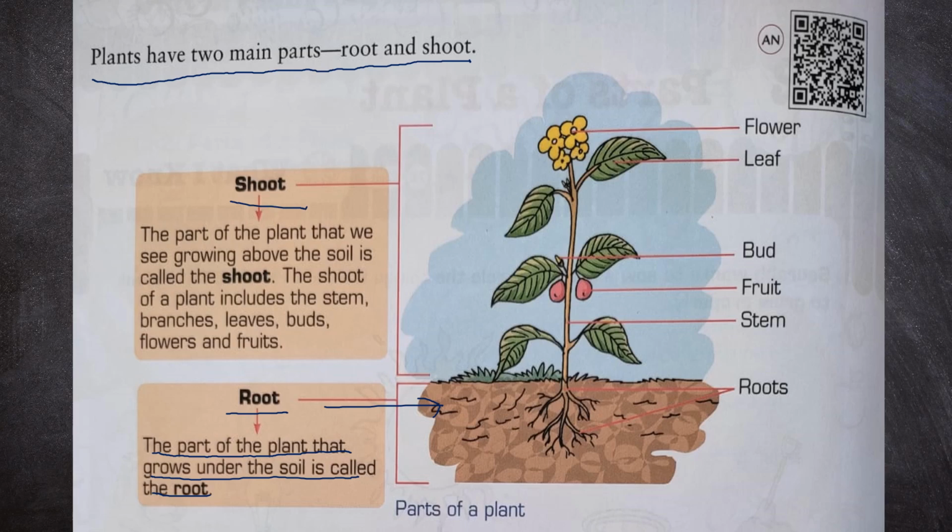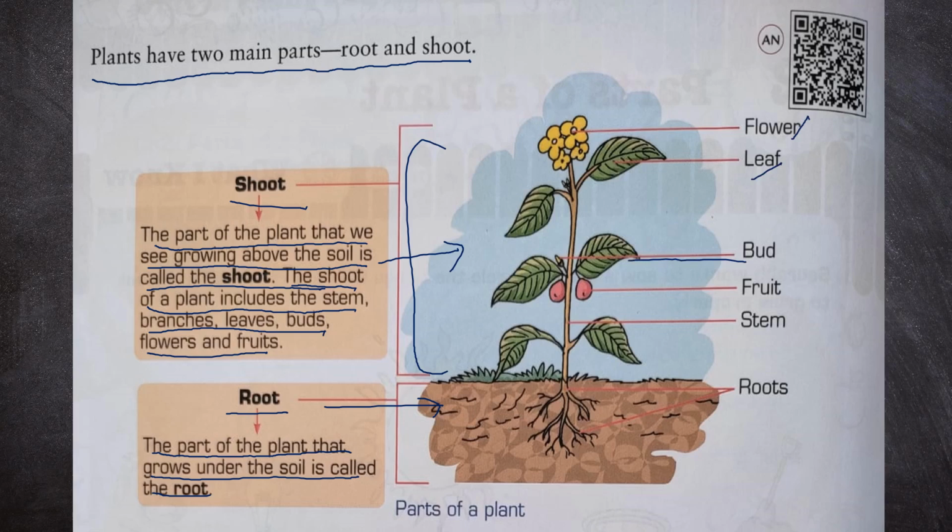Shoot. The part of the plant that we see growing above the soil is called the shoot. As we can see in the picture, this is the part of the plant above the ground. This is the shoot. The shoot of a plant includes the stem, branches, leaves, buds, flowers and fruit. So we have flower, leaf, bud, fruit, stem, parts of the shoot. So this part is called the shoot.